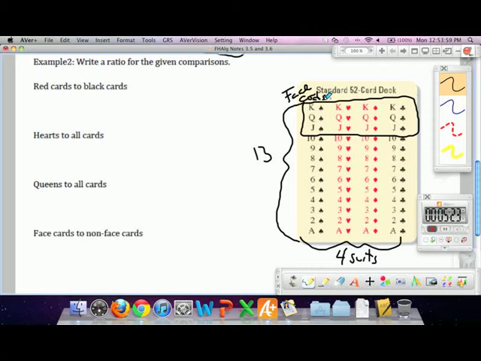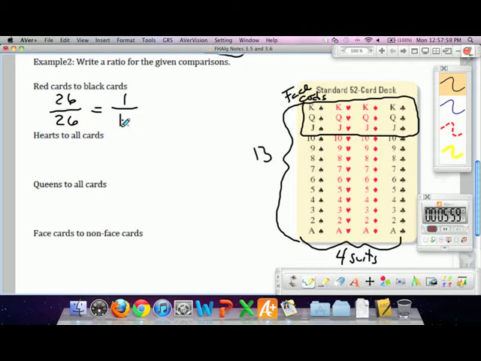All right, let's see. Red to black. There are 26 red and 26 black. So this reduces; 26 over 26 is 1. But we're writing a ratio, and a ratio should compare two numbers. So I still want you to compare two numbers. Reducing this, we still compare 1 to 1. If we're writing a ratio, it needs to compare two numbers. If I just write the whole number 1, that's not comparing anything. That's going to compare 1 to 1.